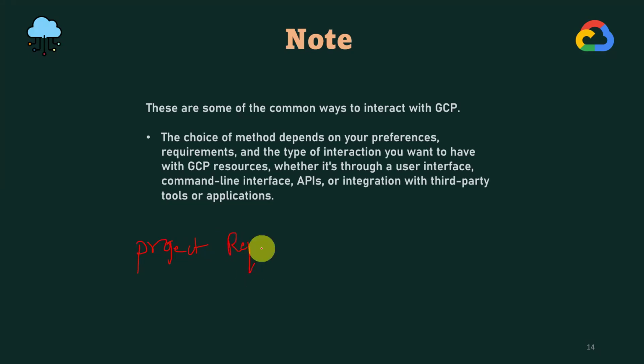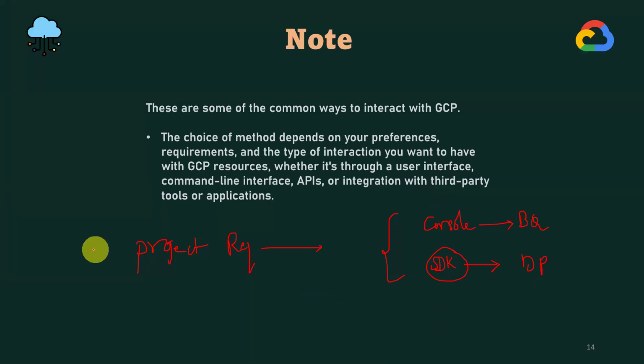In the project requirement, if they say to use console, you have to use console. Or maybe for BigQuery, they ask you to use console, you have to use the console only. Or for some other service, like Dataproc, they ask you to use SDK, so you have to use it via SDK. So it is based on your project requirement.